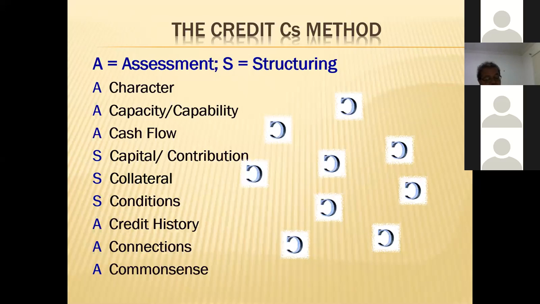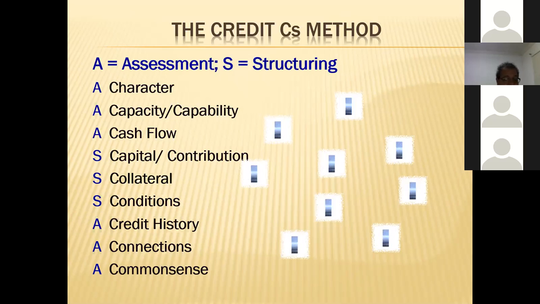Okay. Where is this, Mr. Knowledge? You say page 37, right? Page 37, just above where it starts character under the credit C's, where it says list and describe the credit C's. So between that beginning paragraph and the word character, there's sufficient space there. Put A equals assessment; S equals structuring.